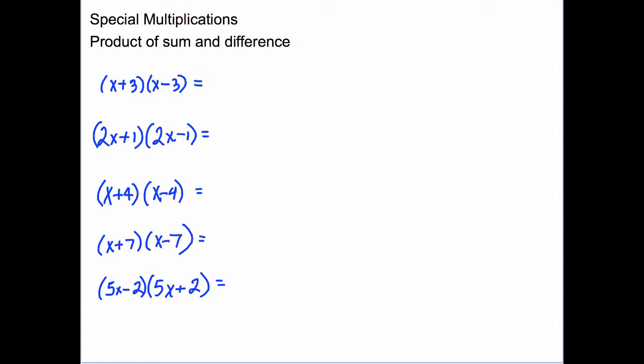Now we're going to look at the product of a sum and difference. So this is the product of a sum and difference of the same thing. So the sum is x plus 3. The difference is x minus 3.